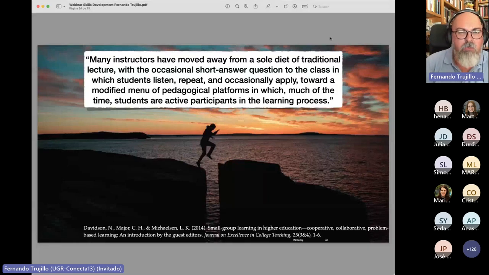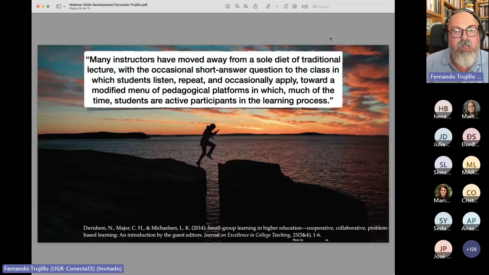I really agree with this quotation. Many instructors have now moved away from a sole diet of traditional lecture, with the occasional short answer question to the class, in which students just listen, repeat, and occasionally apply, toward a modified menu of pedagogical platforms, meaning those pedagogical platforms, different ways of teaching.